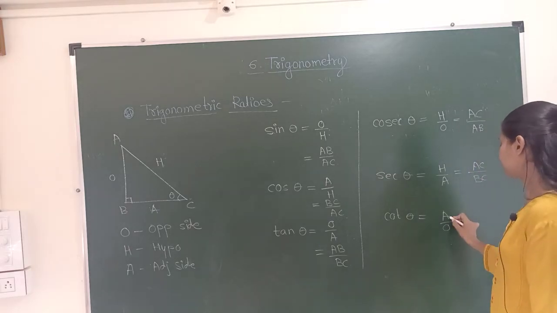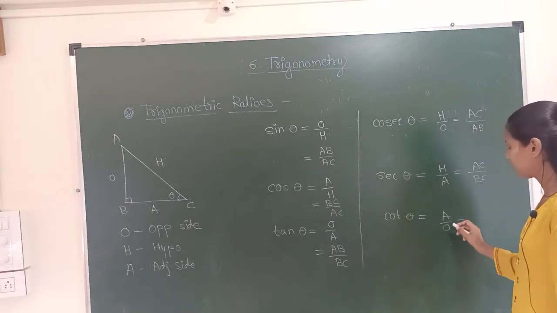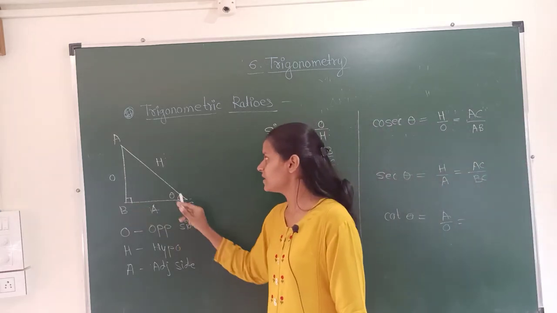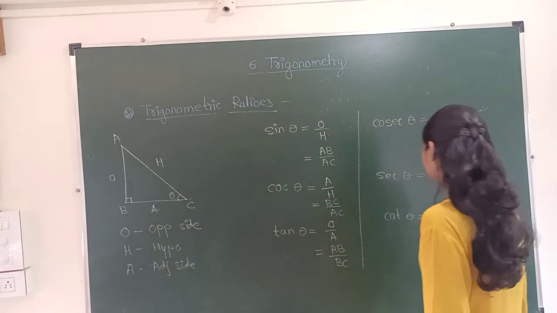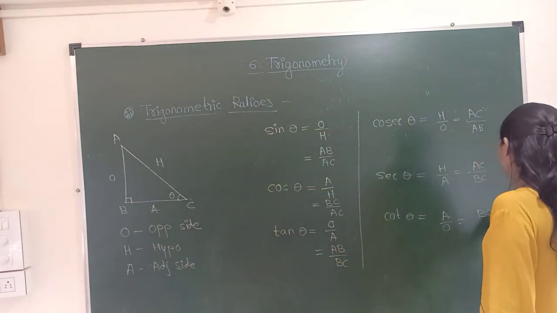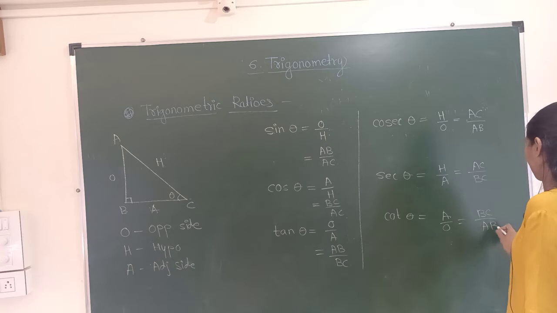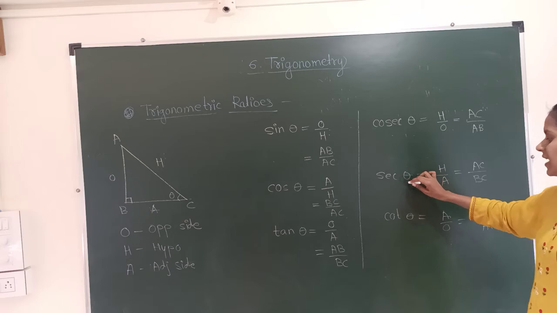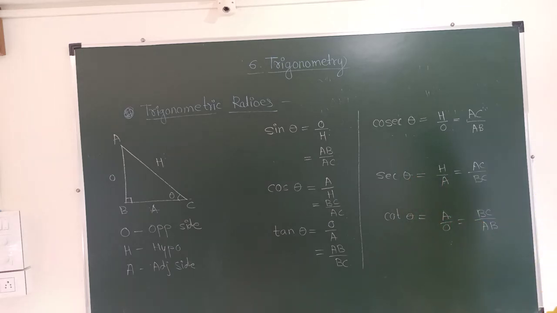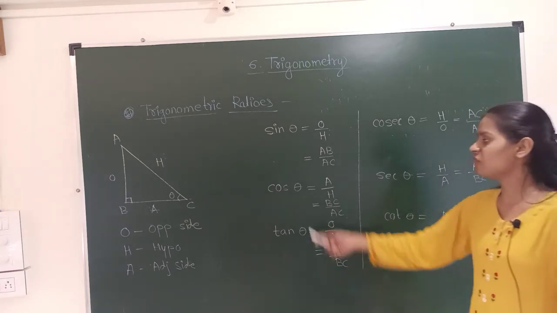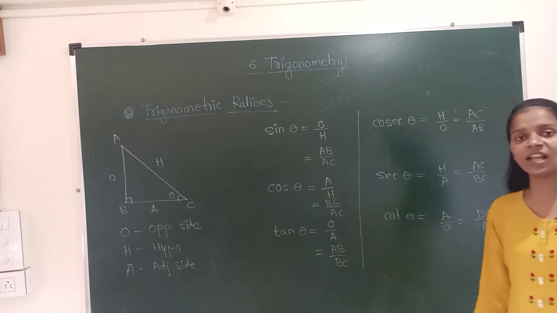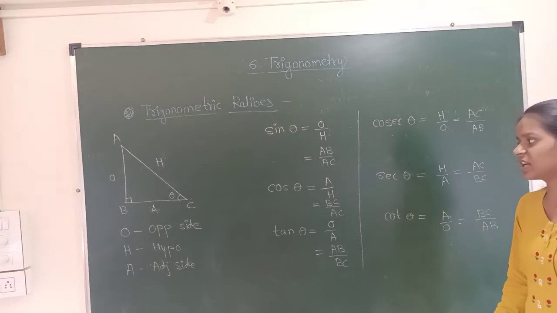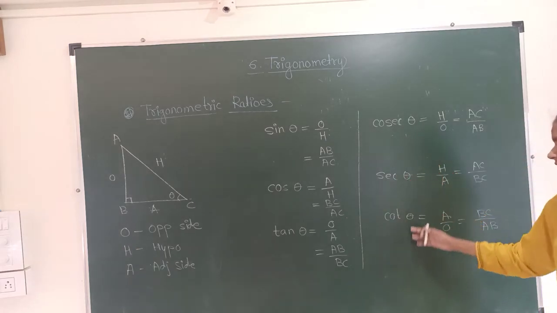Now next is A upon O. A is the adjacent side and O is the opposite side. Adjacent side is BC and opposite side is AB, so we will write BC upon AB. Is that clear? These are the trigonometric ratios for cosec theta, sec theta and cot theta, which are the multiplicative inverse of sine theta, cos theta and tan theta respectively. Here we have seen the trigonometric ratios for sine, cos, tan, cosec, sec, cot theta.